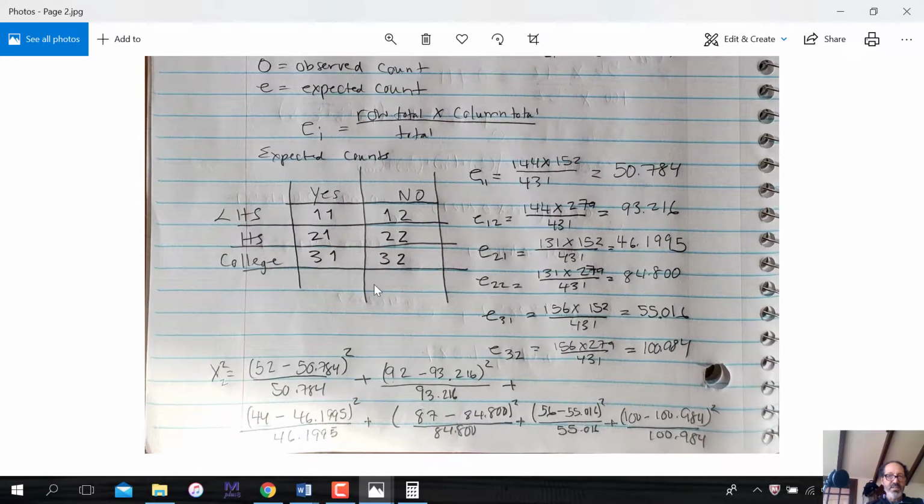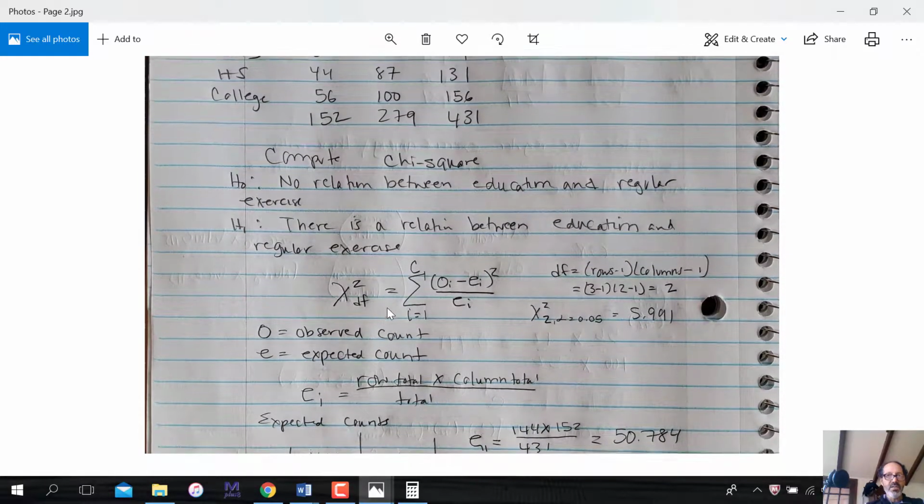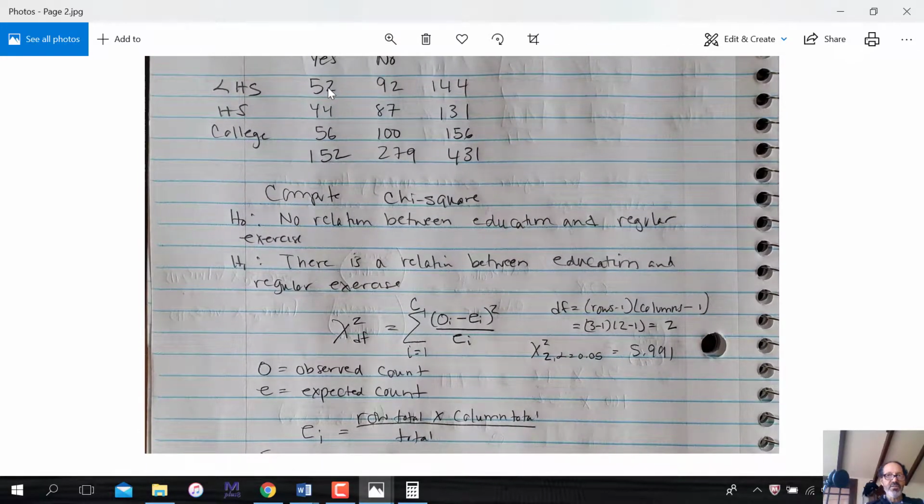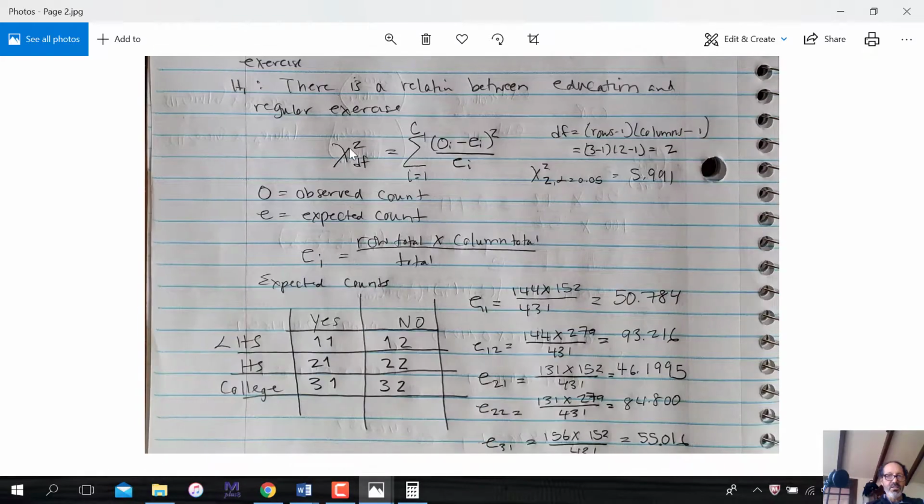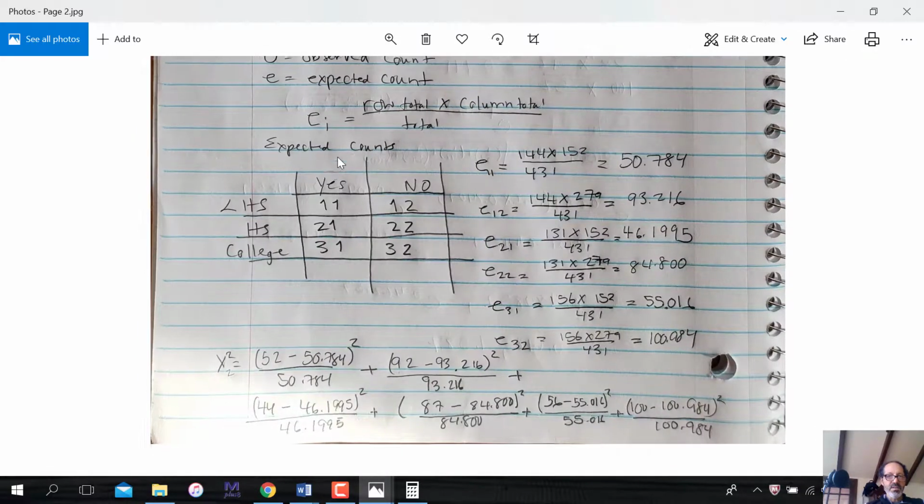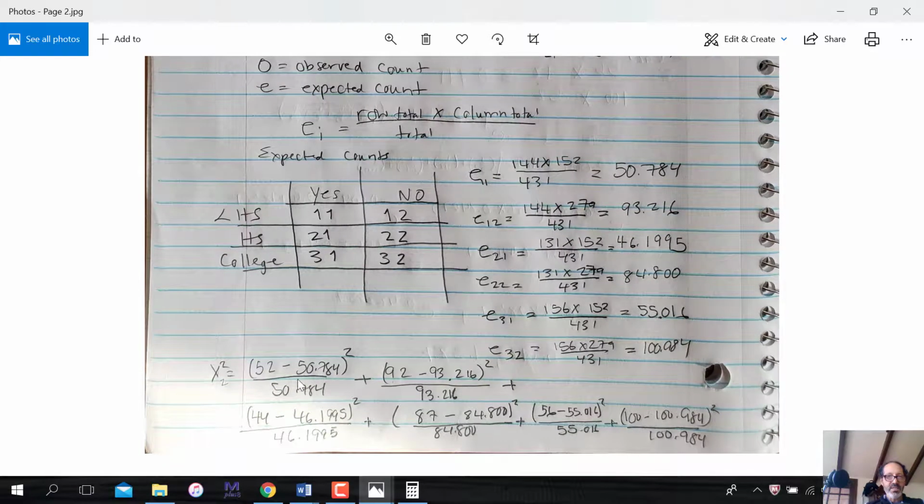Finally, what I do is I get the difference between each cell's observed value and its expected value. Well, we know the expected value for cell 1, 1 is 50.784. We go to the observed value and it's 52, right, for cell 1, 1. So I'll go observed minus expected. I'll square that divided by the expected. I do that for all 6 of these values. So that's what you have here. You've done it for all 6 of the values.